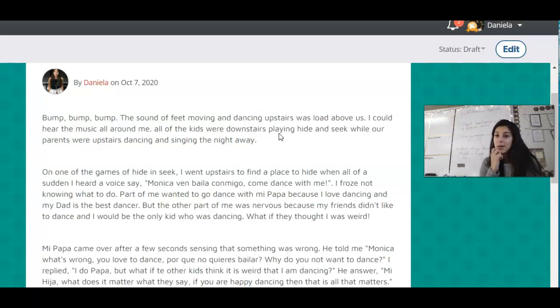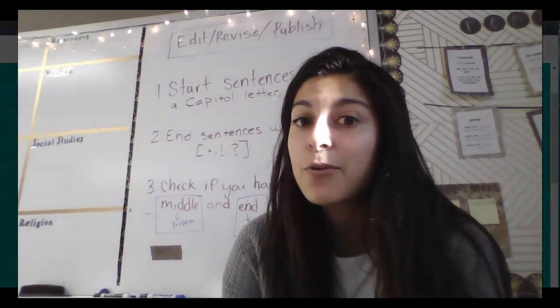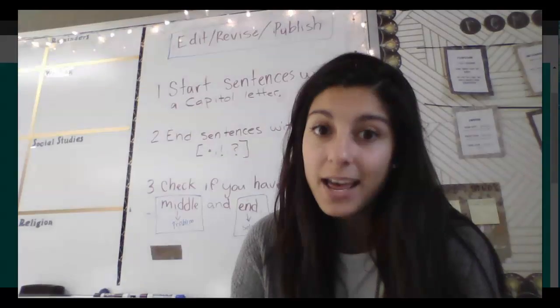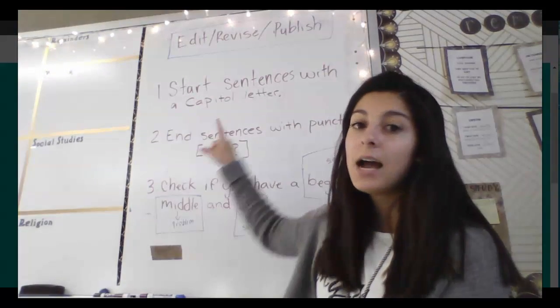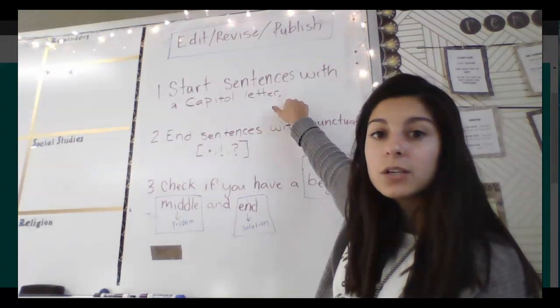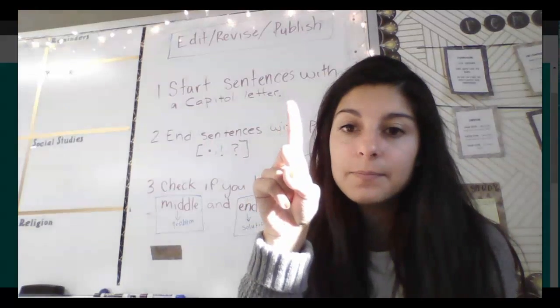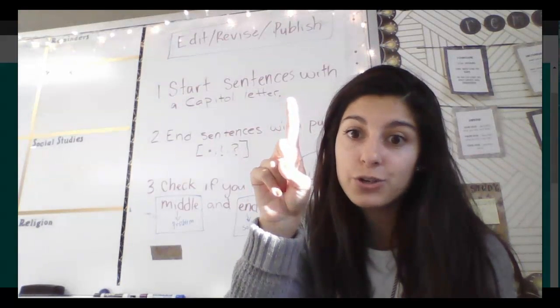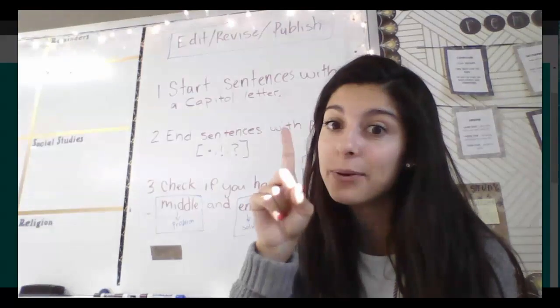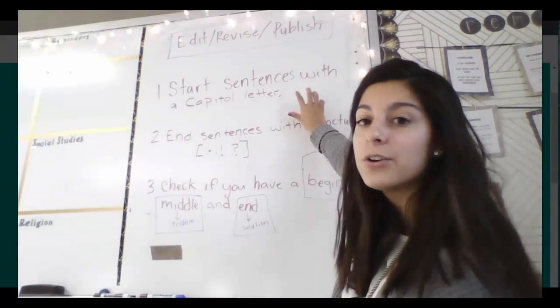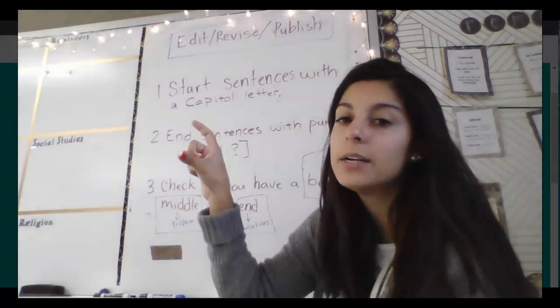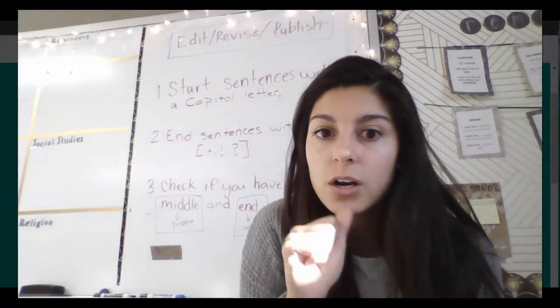Okay, so there are 3 things I want you to do today as you are reading your story. So when you edit and revise, I want you to look for these 3 things. You're first going to read it one time, and you're going to check to make sure you started your sentences with a capital letter. That's the first thing you're going to do. Read your story, check to see, did you start with capital letters?